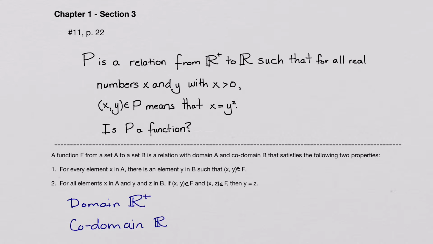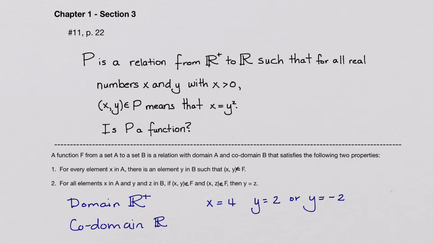Let's choose some values for x and see what we get here. I could choose that x is equal to 4. Then y could equal 2, because we know that 2 squared is 4, or y could equal negative 2. So do we have a value for y when we have a value for x? We do in this case. 4 is a perfect square.